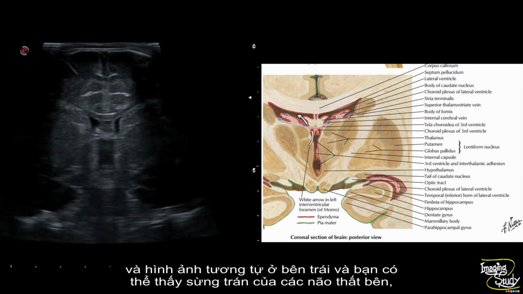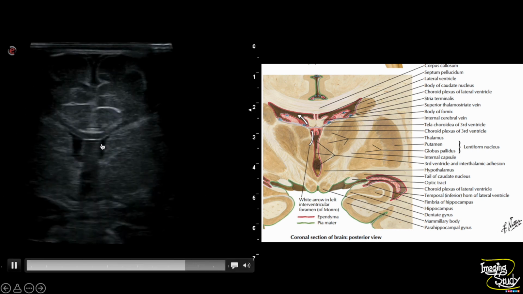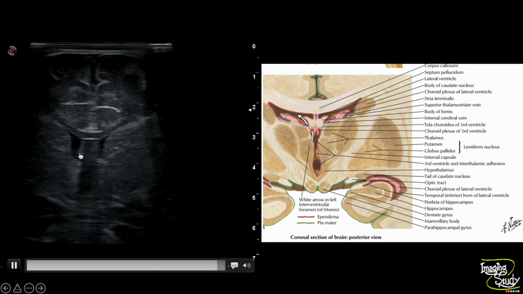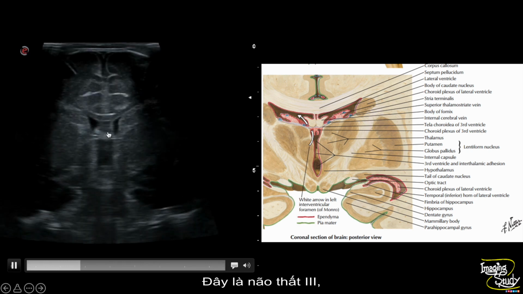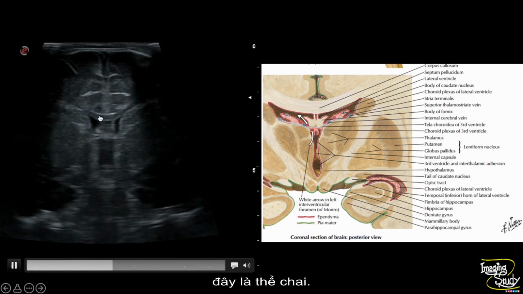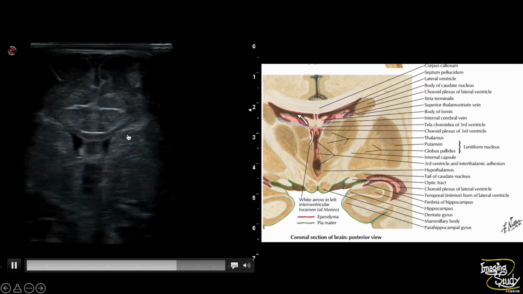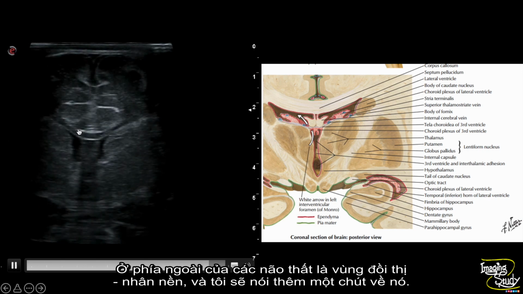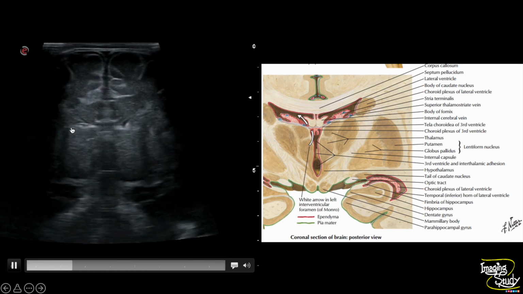You can see these are the frontal horns of the lateral ventricles. In between them is the cavum septum pellucidum. This is the third ventricle. This is the corpus callosum. At the lateral aspect of the ventricle is the thalamoganglionic region, about which I will talk a little more.